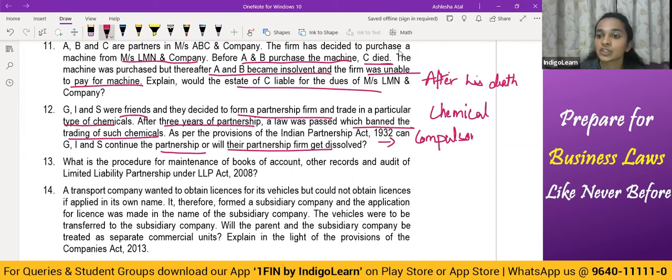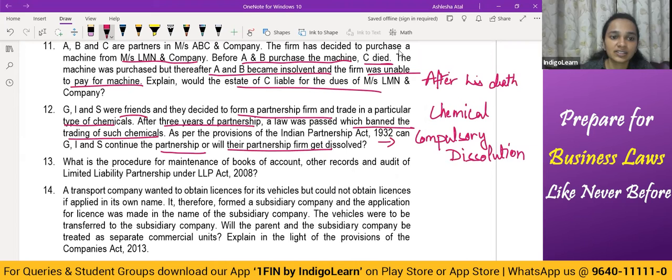So there are situations wherein the partnership has to compulsorily dissolve. The reason being here, there is a subsequent law which was passed which makes their business illegal, which has banned trading in such chemicals. So here in the situation, the partnership has to compulsorily dissolve. So this is a case of compulsory dissolution. So they can no longer continue with this partnership firm. The partnership firm will have to compulsorily dissolve.